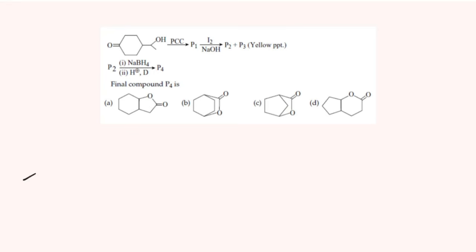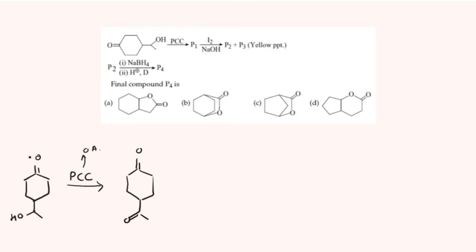You can see that there is a cyclohexanone molecule which is in turn attached to a secondary alcohol like this. This is treated with PCC. PCC stands for pyridinium chlorochromate, which is an oxidizing agent. It will oxidize the secondary alcohol to ketone. So here you are going to get a ketone.